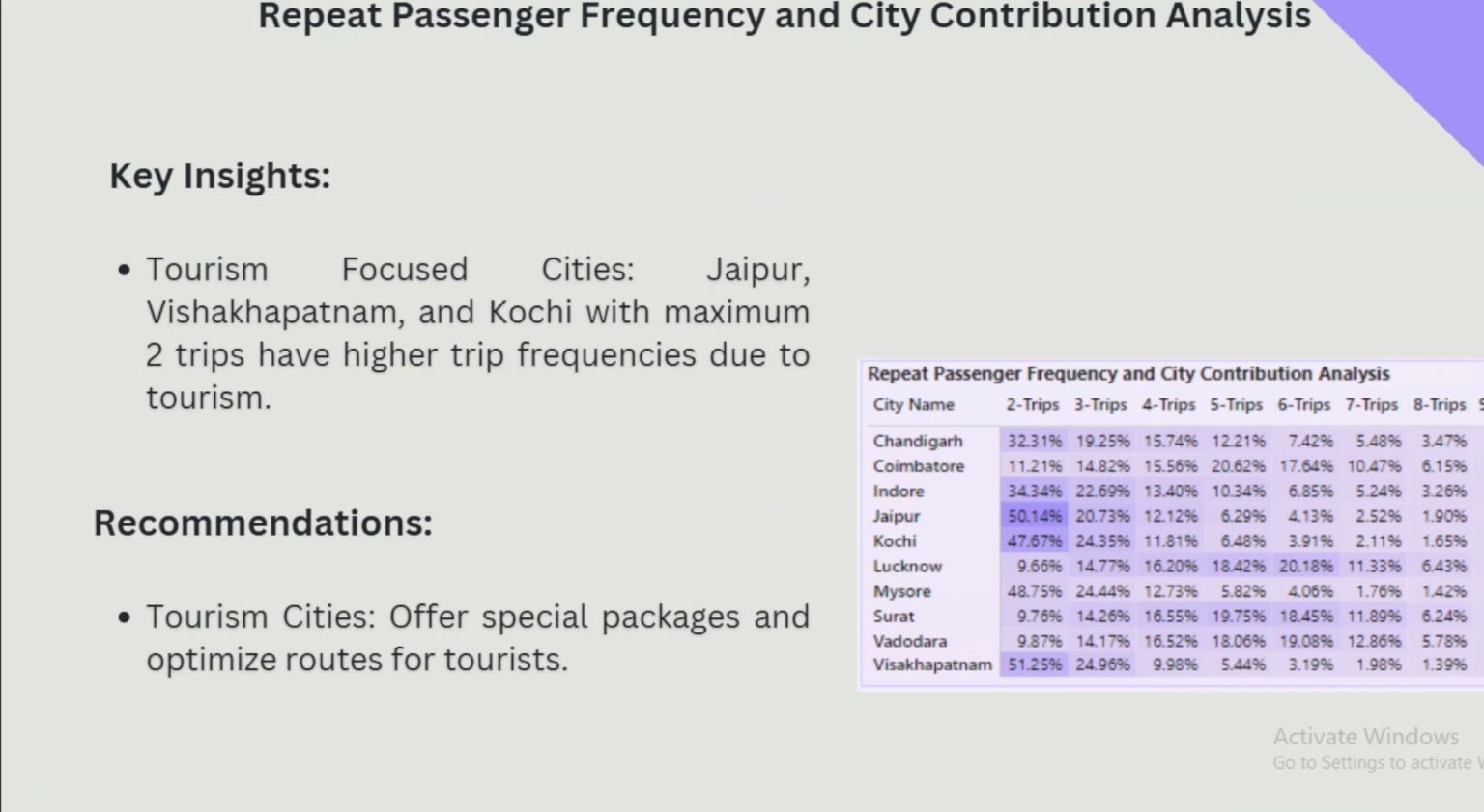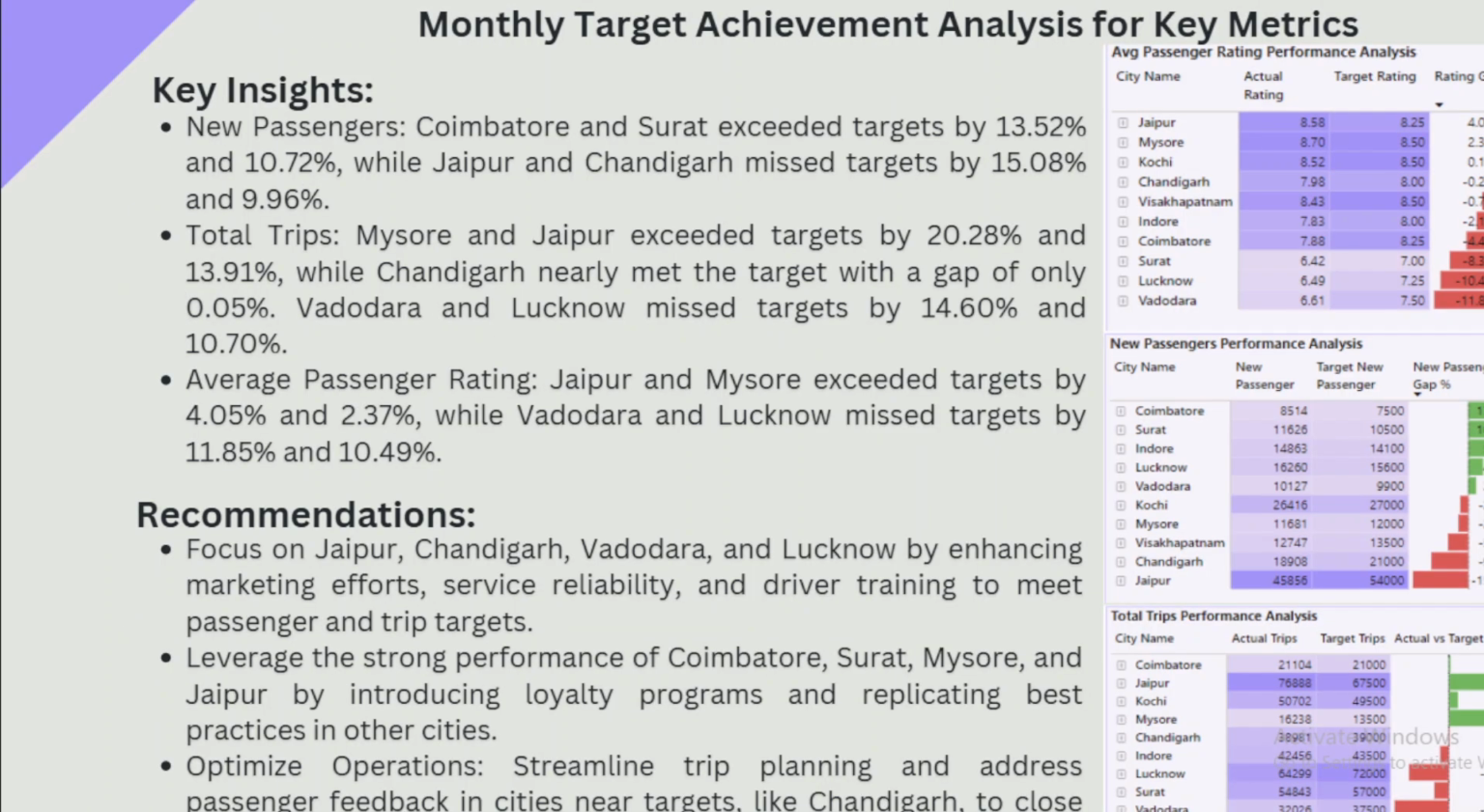We talk about city contribution analysis. Jaipur, Visakhapatnam and Kochi have the maximum trips, which were specifically the trips most preferred by the city. These are the performance trends which show the new passengers. In new passengers, Coimbatore and Surat exceeded the target, and if we talk about the total trips, Mysore and Jaipur exceeded the target, and Chandigarh nearly met the target, and Vadodara and Lucknow nearly missed the target.